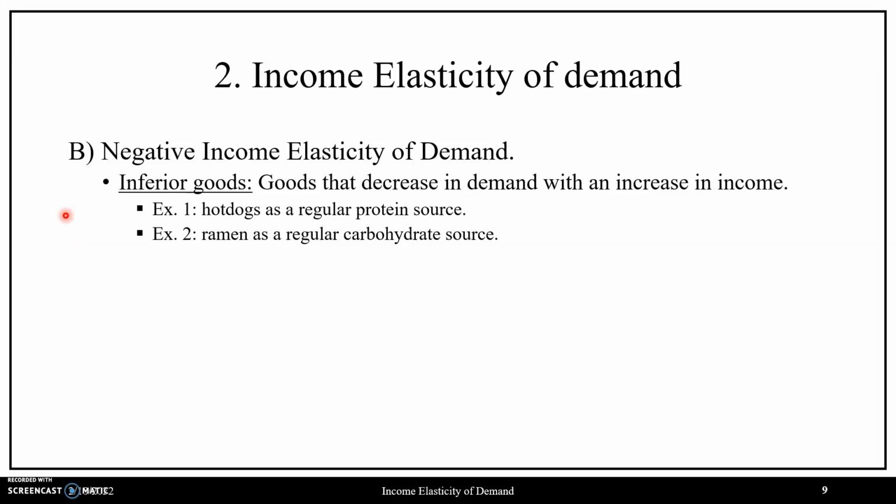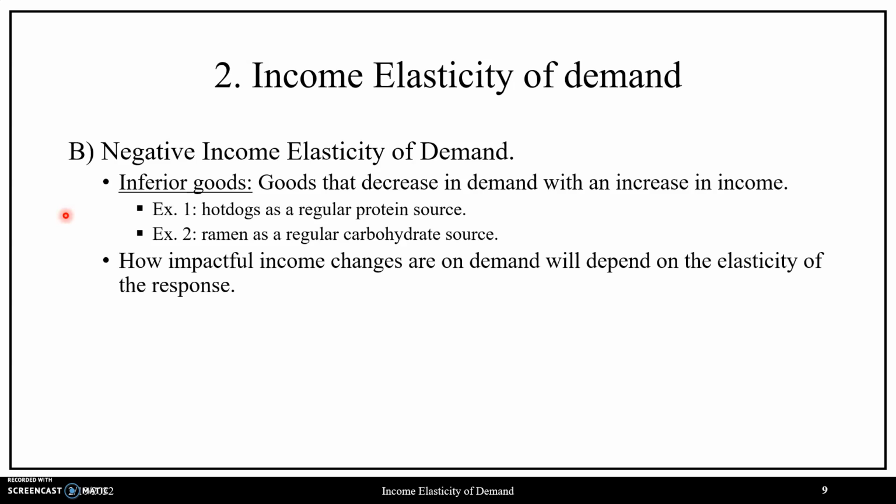where both of these goods have worse macronutrient profiles than ground beef and brown rice, which is reflected in their price point. But should their income increase again, then the consumer will switch away from hot dogs and ramen and return to their ground beef and brown rice bundle. Now, how impactful these changes are on demand, though, will depend on the elasticity of the response.